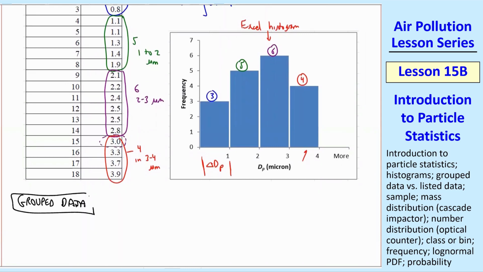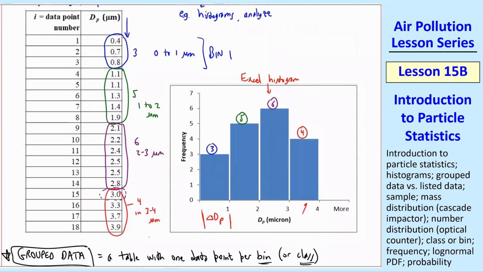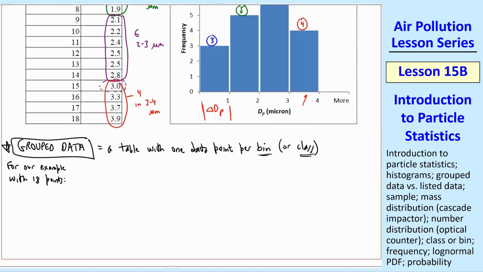So I'm going to introduce something called grouped data. This is defined as a table with one data point per bin. Bin is also called class. I'll use those two terms interchangeably. In other words, you don't have a data point for each particle, you have one for each bin. I'll use my little sample up here to illustrate. For our example with 18 points, let's make a table.